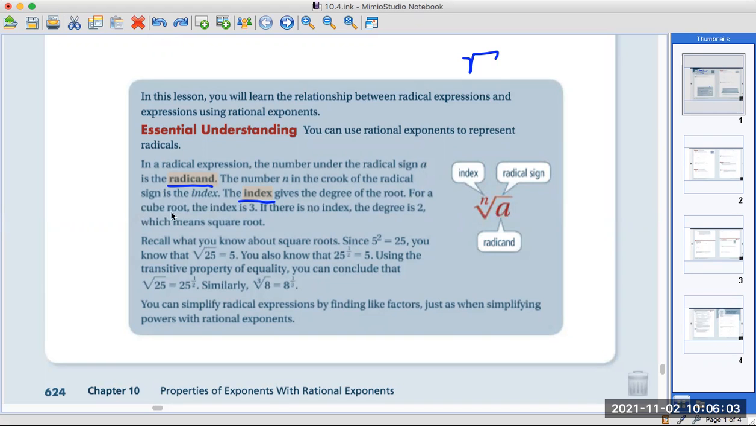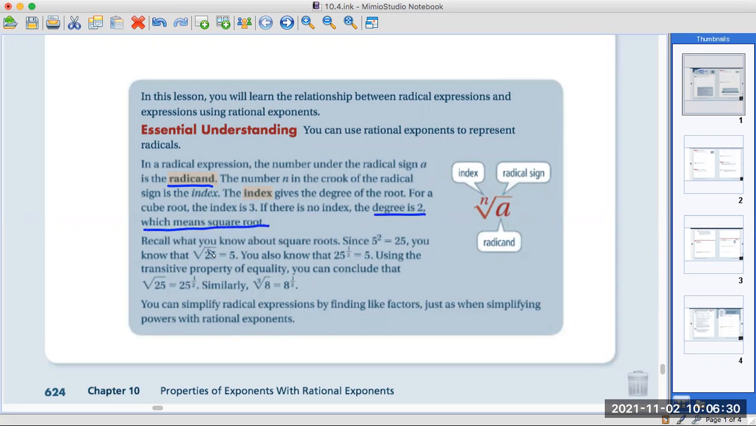For a cube root, the index is 3. So that's called a cube root. For a square root, the index would be 2, which is the one we use most often. Square root of 9. The only thing is we don't write that 2. It's understood to be a 2 if there is no number. If there is no index, the degree is 2, which means square root.